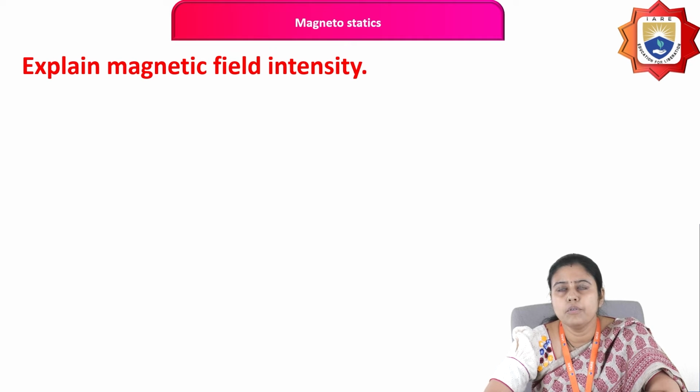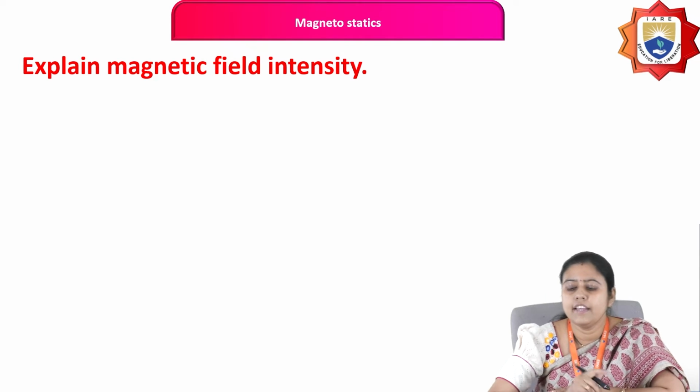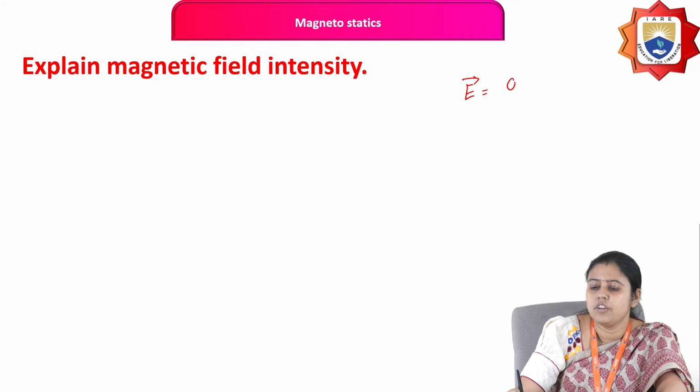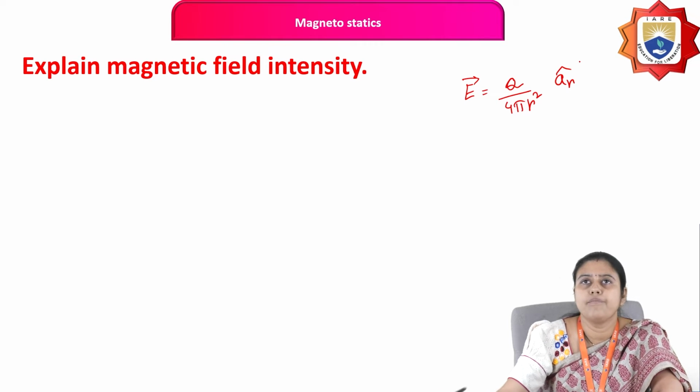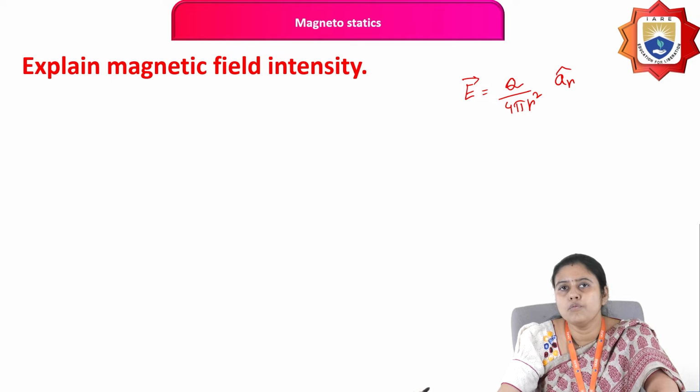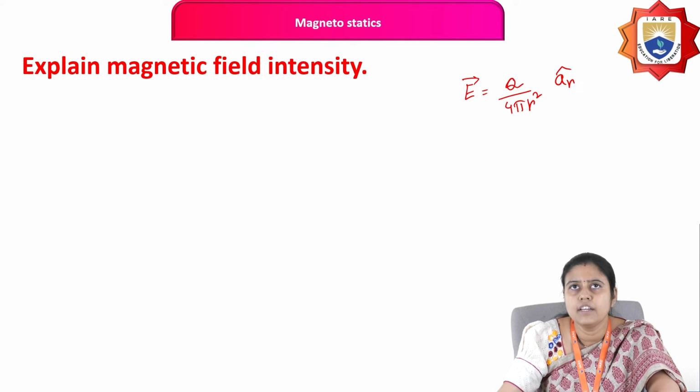The next important definition of this chapter is the magnetic field intensity. Again we will start from the electric field intensity. According to the electric field intensity, E is equal to Q by 4 pi r square AR, the force required to bring one unit positive charge from one point to another point.